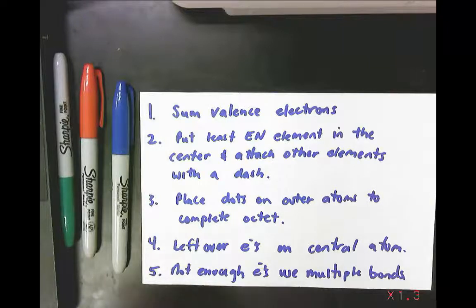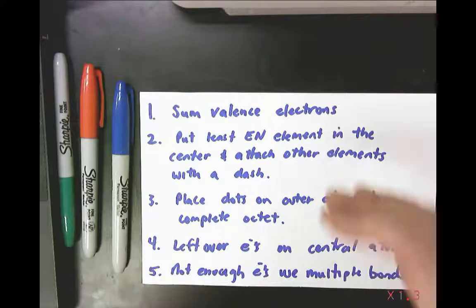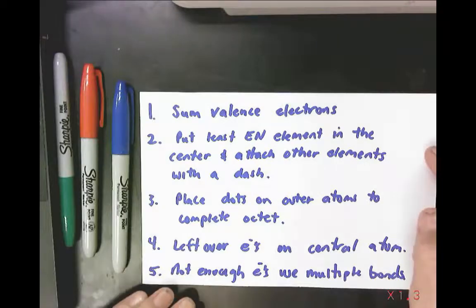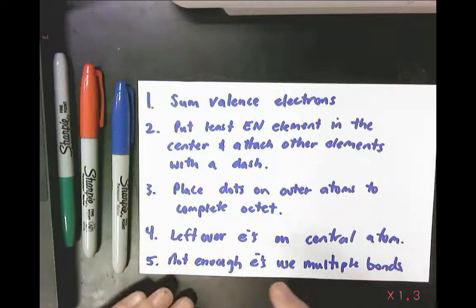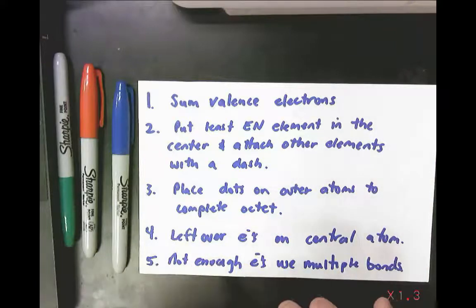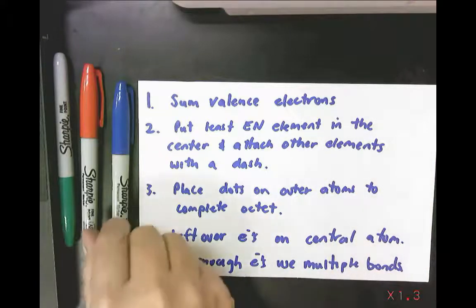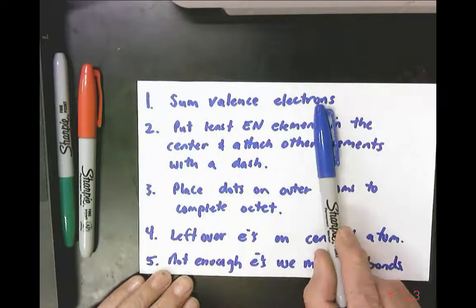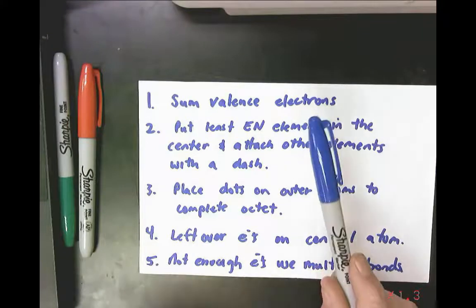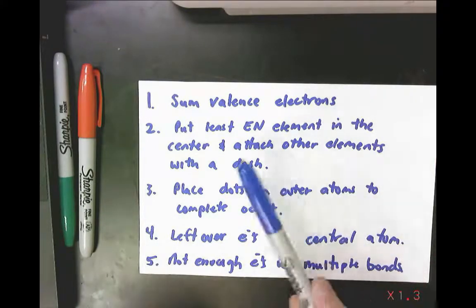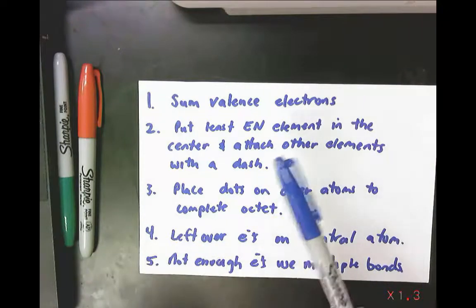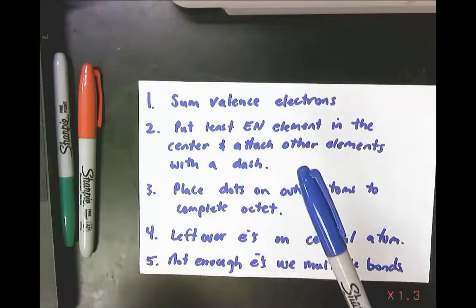Okay, now the trick to drawing Lewis structures is to just get used to that set of rules and follow them every time, and then you'll always draw the structure correctly. Okay, so here's kind of an additional set of rules for you to put into your notes. When you want to draw the Lewis structure, you want to add up all the valence electrons for the elements involved in your molecule, and then put the least electronegative element in the center, and that's usually the first element in the molecular formula anyway.